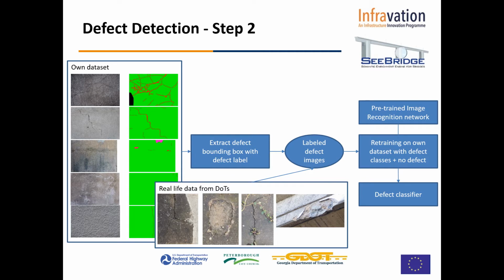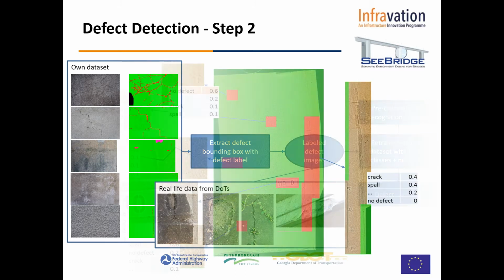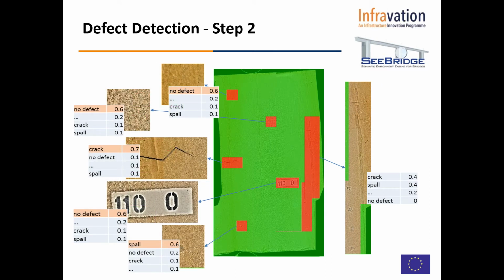Because there is not enough data which we have collected from our own data set, we got real-life inspection data from some DOTs. The Federal Highway Administration, Peterborough City Council and Georgia Department of Transportation gave us access to their inspection database and image database from the inspections. This way we can train a classifier to give a classification for each image or each region of interest. So it rates whether it is most likely a crack, a spall, or no defect. And the result is what we can present to an inspector, and he can decide how to continue.